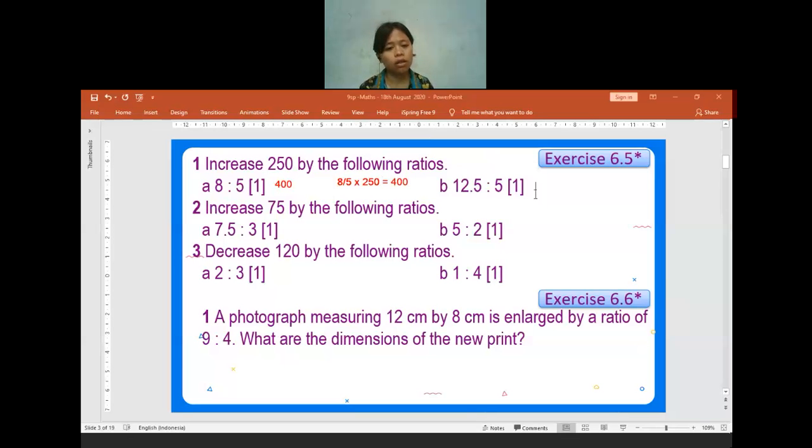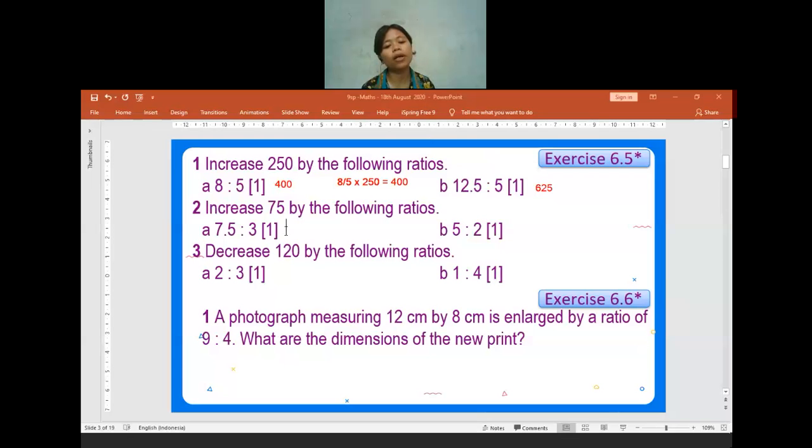No? Okay. If no one has confusion, for question B, how much will it be if we increase 250 with the ratio 12.5 to 5? Six to five. Okay, 625. Is there anyone who gets confused? No? Okay, if no one has confusion, let us move to question 2.